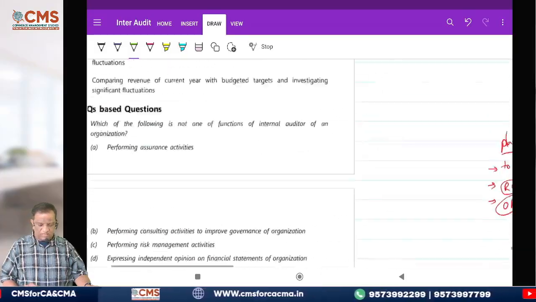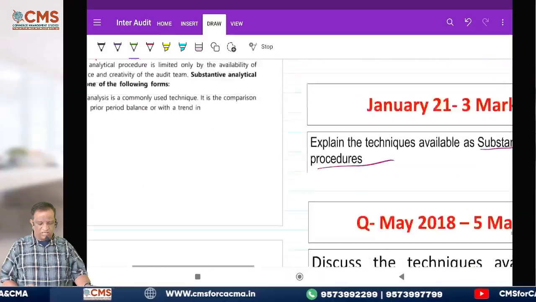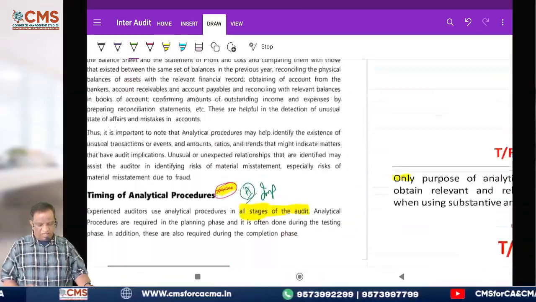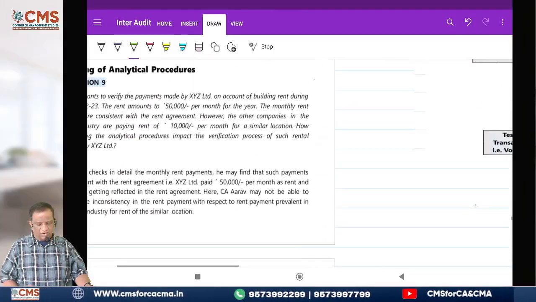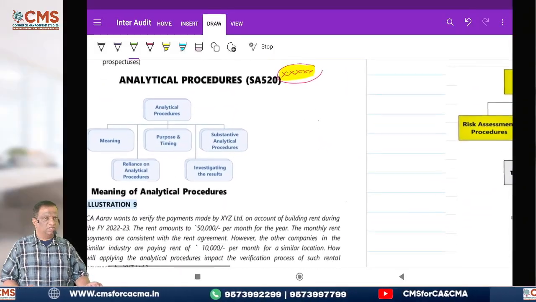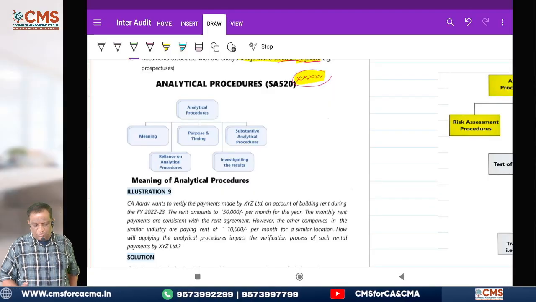So with this, the standard also comes to an end. But since this is an important standard and mostly he is asking, I will just go back and touch one more time on the important points out of these analytical procedures, and then we'll wind up the classes. Now, what are analytical procedures?